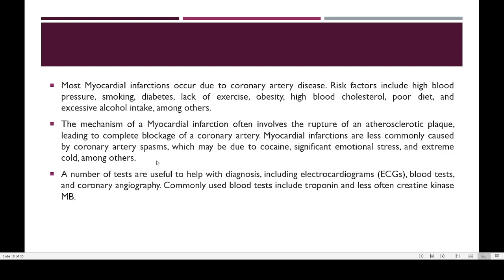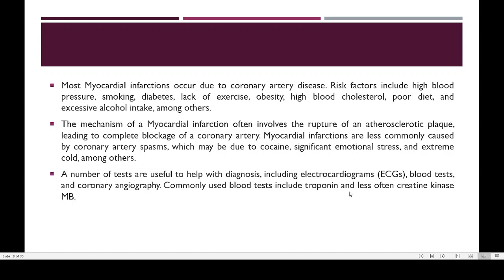Sometimes it can be caused by a clot, which may be due to cocaine use by a person. Then emotional stress can be a reason. Then extreme cold, and there are multiple reasons why a heart attack happens in a person. Normally we use an electrocardiogram, blood tests or coronary angiography to detect the presence of myocardial infarction.